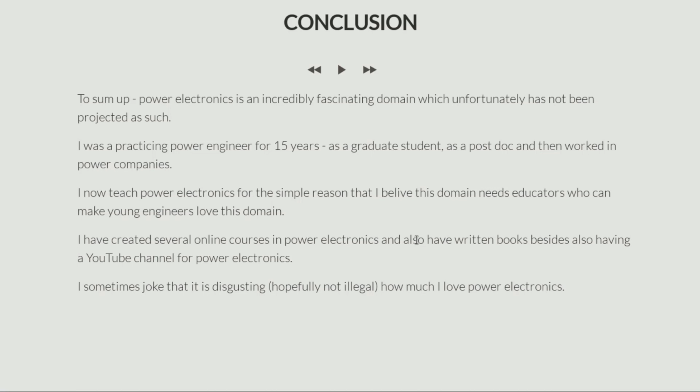That is what is most important right now, to get young people into power electronics. Because as I said, all the areas that power electronics works on are domains that can directly affect our fight against climate change. So, as I always said, please do consider becoming an electrical engineer and specializing in power electronics.